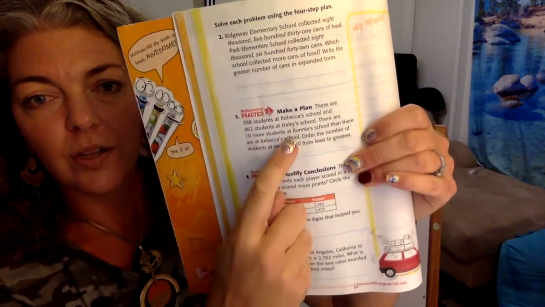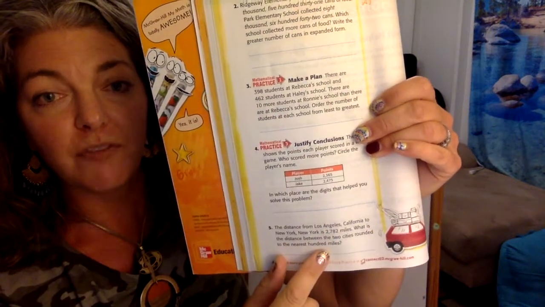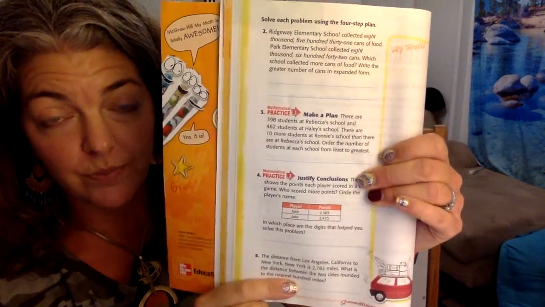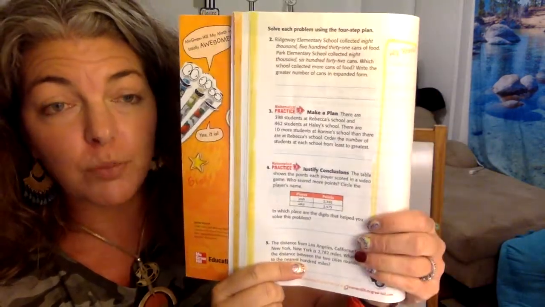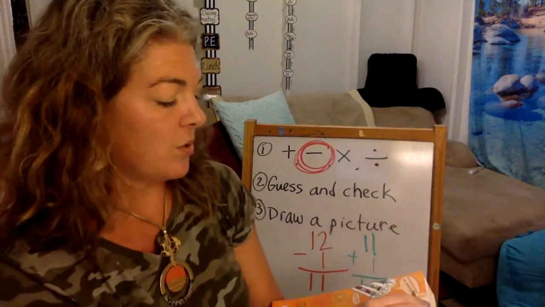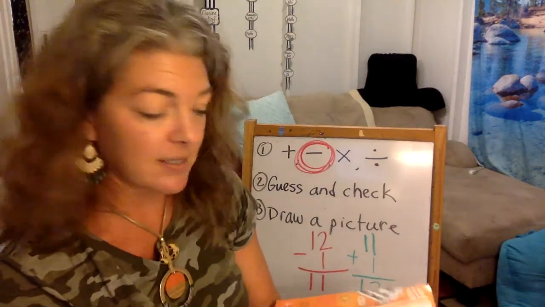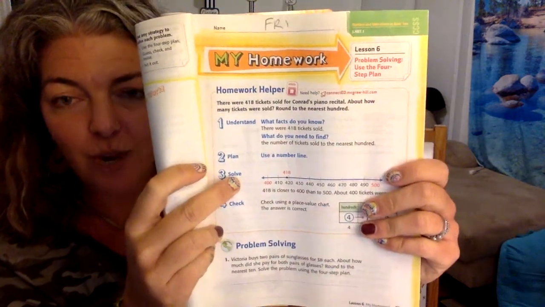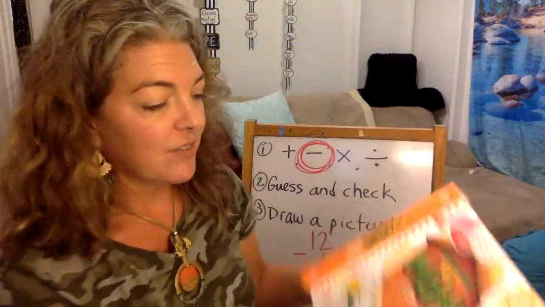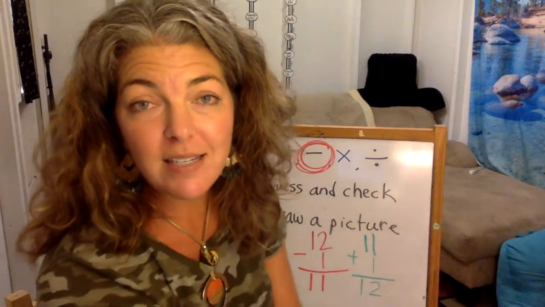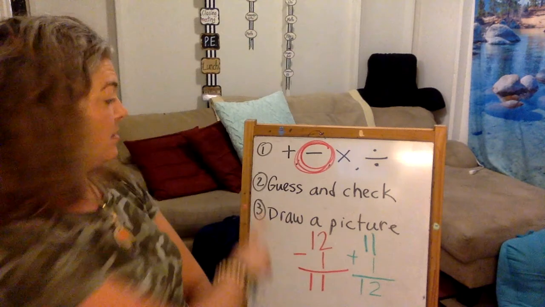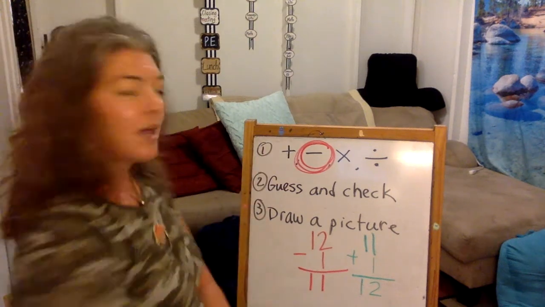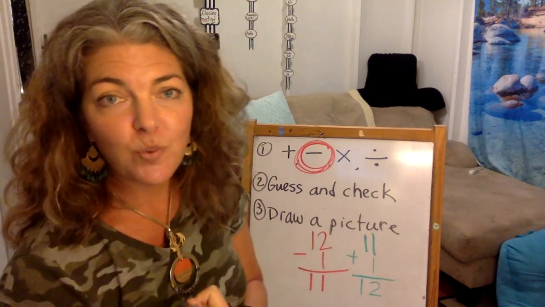There are 4 more problems to do. This is where you put your answers for these 4 problems. So your homework that goes with the lesson is this page right here. If you did not understand, go back to the beginning and look at the problem-solving strategies with us, these 3, and follow the directions with us.